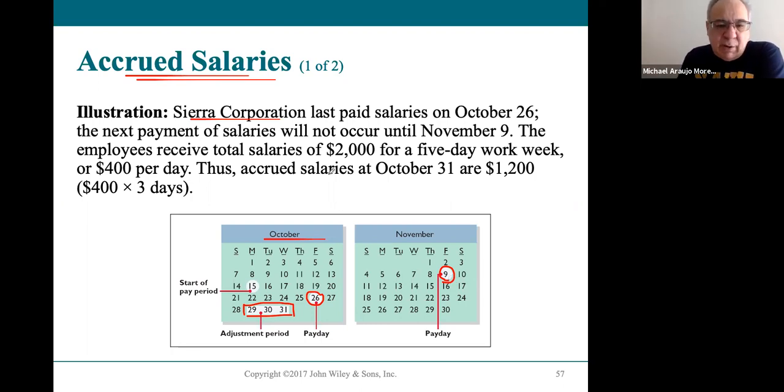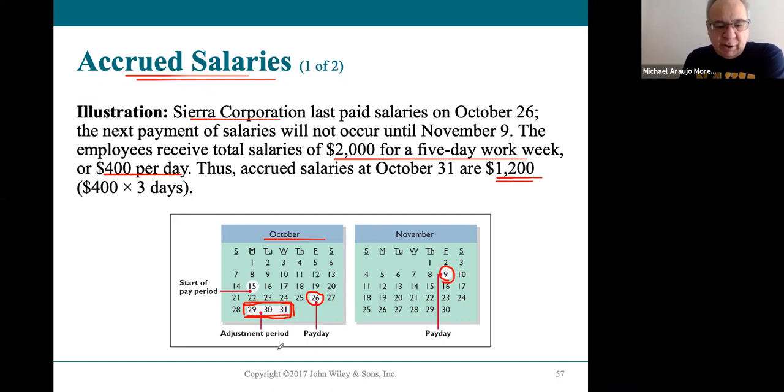So this is how it works. If they have a $2,000 payroll for every week, for every 5-day work week, 3 of these days happened in October. Okay. So $400 per day, that's 2,000 divided by 5, $400 per day times 3 days in October means that $1,200 worth of salaries should be expensed in October, even though they're not going to be paid until November.